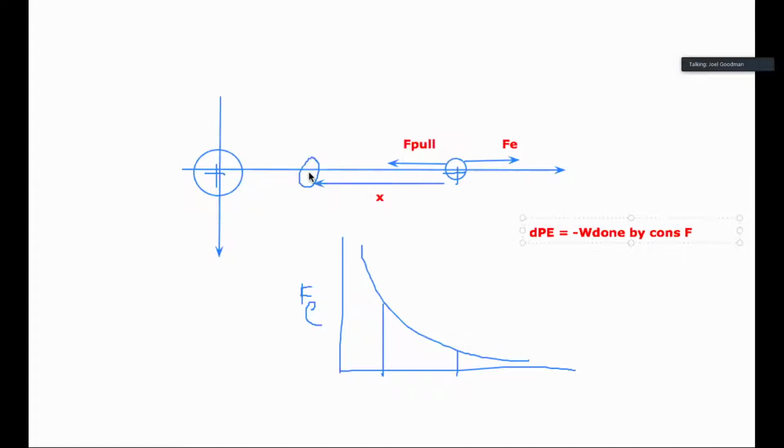When I let go from here, it's now going to do positive work. When I go this way, the field does negative work. When I go this way, the field does positive work. And that positive work would result in a drop in my potential energy. Now, I don't know how much more you want me to talk about, but that's kind of the basics of where that negative sign is coming from.